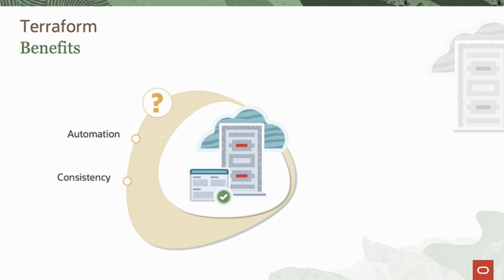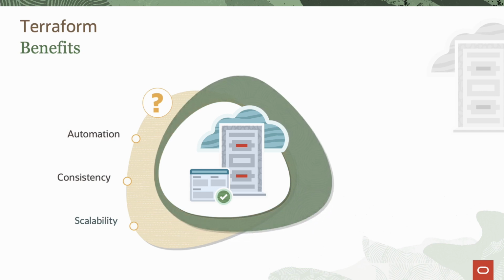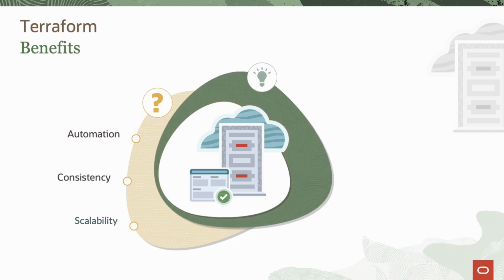It ensures consistent infrastructure configurations across development, testing, and production environments, promoting reliability and stability. Terraform supports scaling infrastructure resources up or down based on demand, making it suitable for dynamic workloads. Infrastructure code written in Terraform can be stored in version control systems like Git, enabling versioning, collaboration, and change tracking.